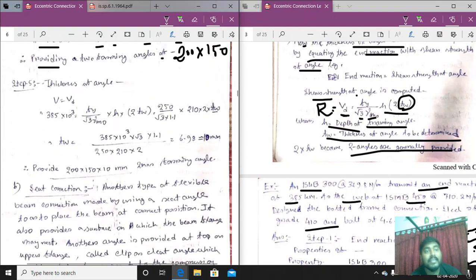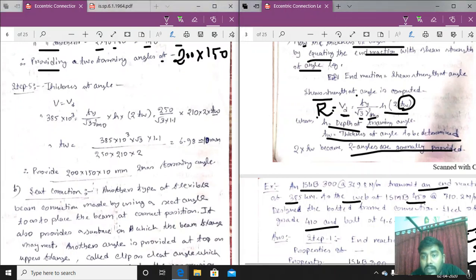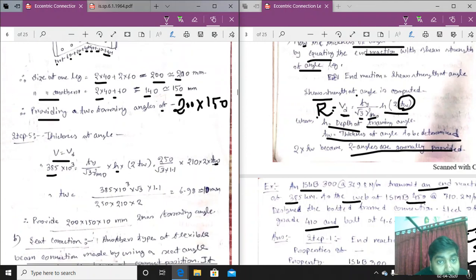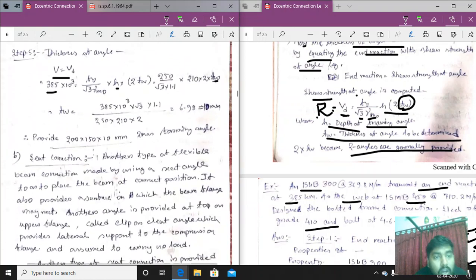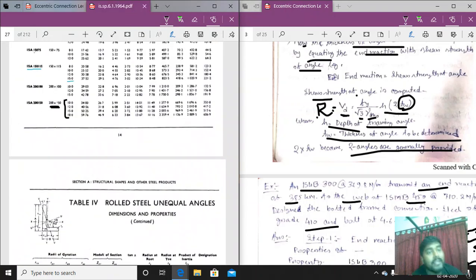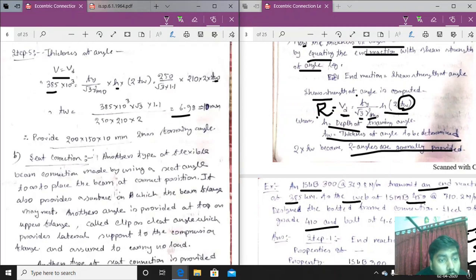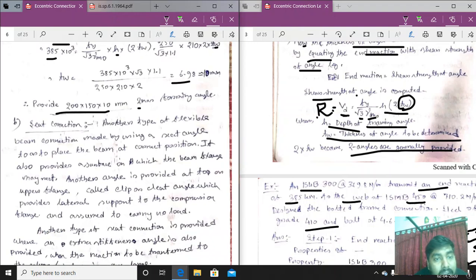Now we determine the thickness. For the thickness of the angle, V is equal to VD, that is equal to R, the value of the reaction that we know. Then putting all the values, 2 into t we have to find out. H is the height, that is the length of the longer leg, so we are taking this as H. Putting all the values, we are getting 6.98. So we can take 8, but the lowest available thickness for that angle is 10 mm. So 2 framing angles of 200 into 150 into 10 mm are taken.